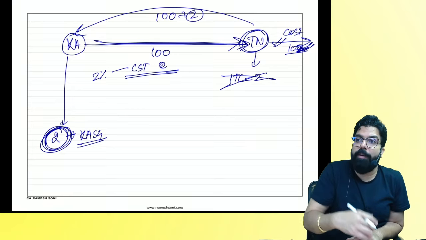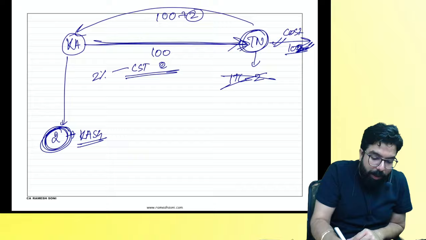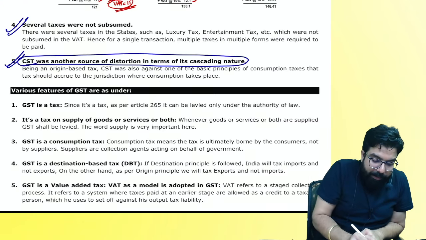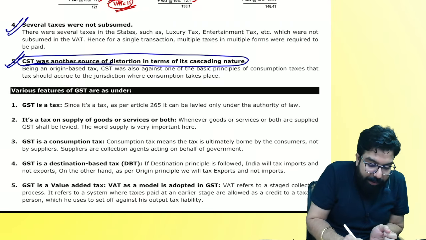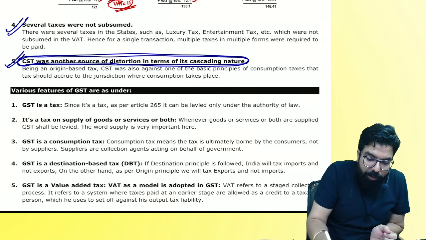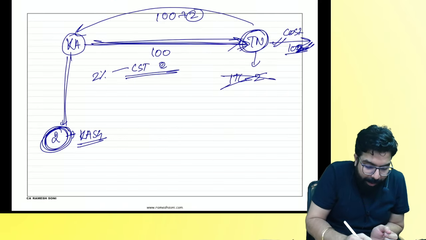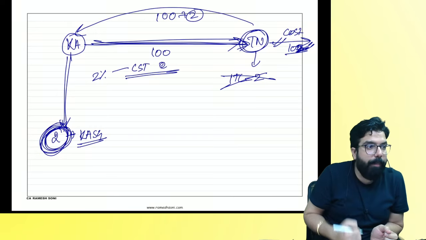Cascading effect. Yes or no, everyone? So people, what they are telling is, earlier there was CST. There was no IGST. And CST was another sort of distortion in terms of cascading. Because of CST, what was happening, everyone? I used to give it to my state government.